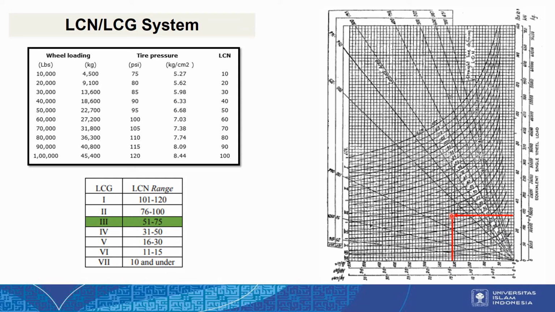We have to make sure that these two lines are perpendicular. Then after the two lines meet, we can read the graph for the LCN, in which curve these two lines meet, and then we will know the LCN.